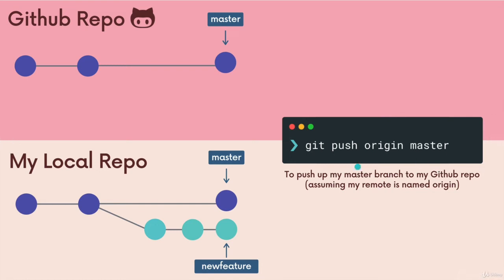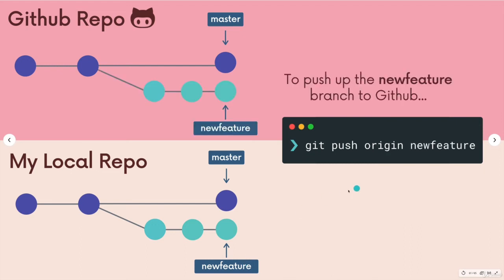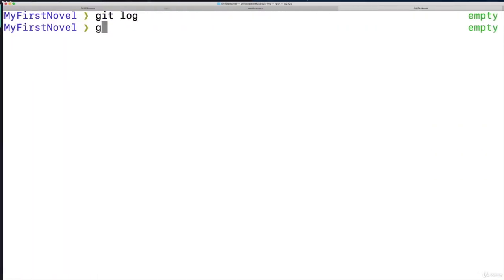Now, in this diagram, I have a second branch called new feature. I'm going to push that up. Git push origin new feature. In our case, our branch is called empty. So git push origin empty. I don't have to be on this branch, by the way. I happen to be on it, which is very common, that you're taking a look at what's on a branch and then you push it up, but you don't have to be on it. So git push origin empty.